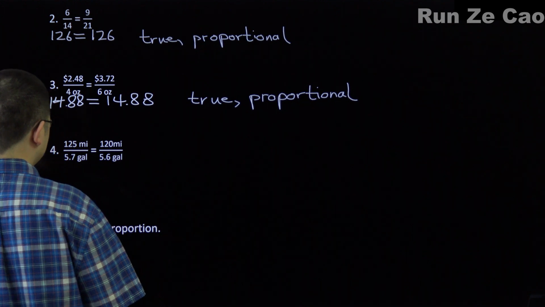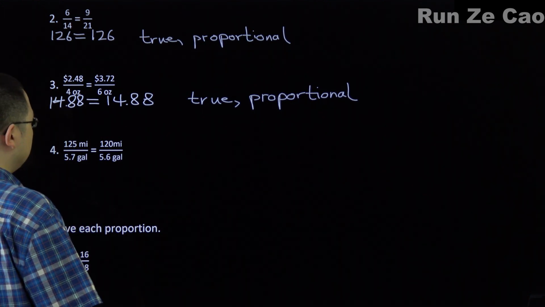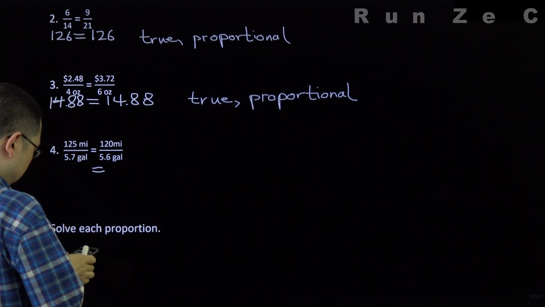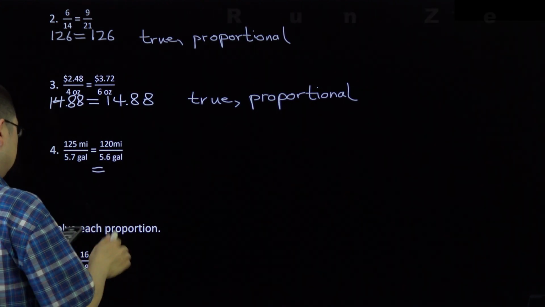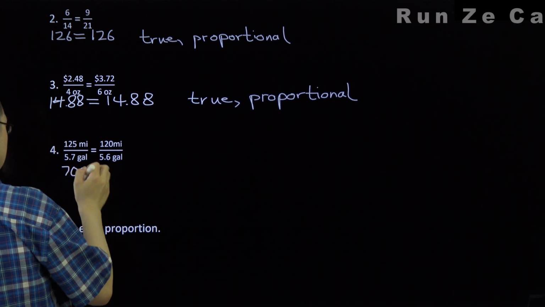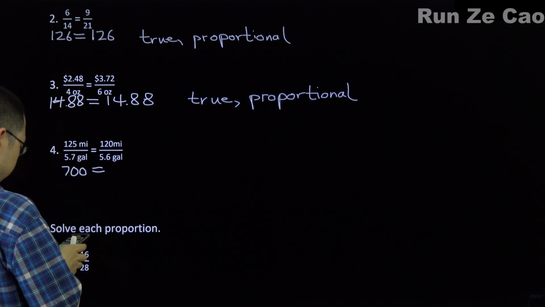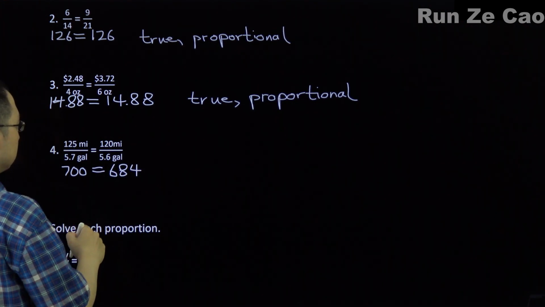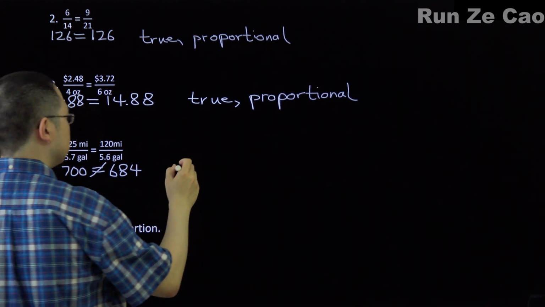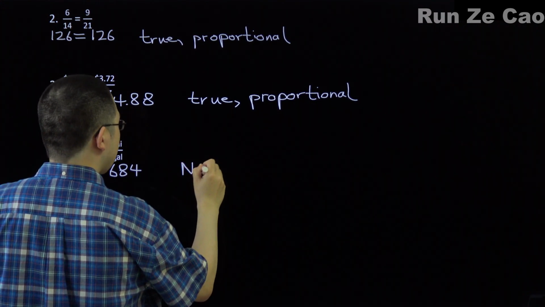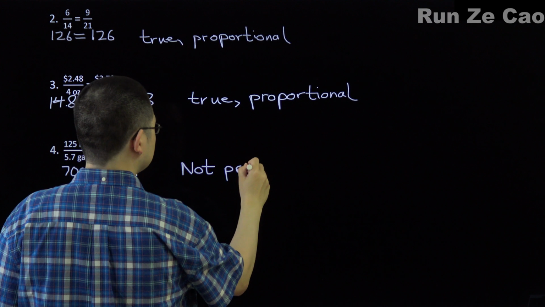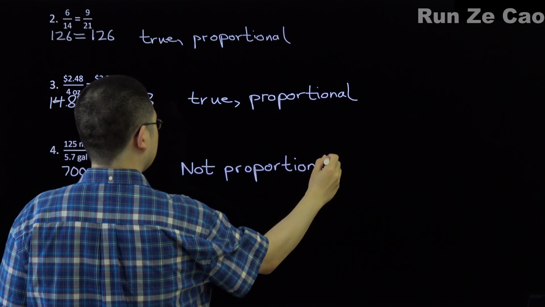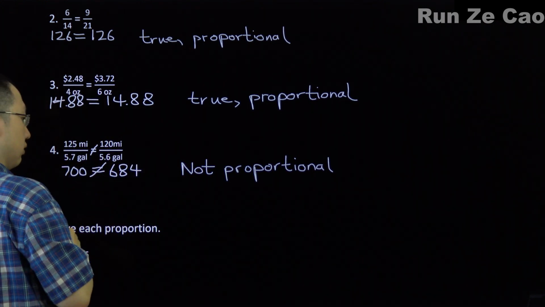125 miles for 5.7 gallons versus 120 miles for 5.6 gallons. We cross multiply. 125 times 5.6 is 700, and 120 times 5.7 is 684. No, they're not equal. Not proportional. Yeah, we should note down that these are actually unequal.